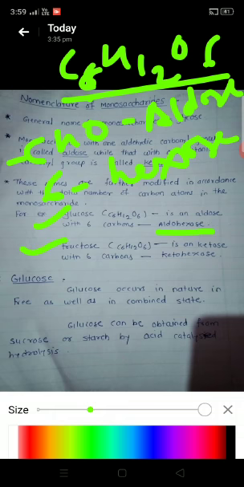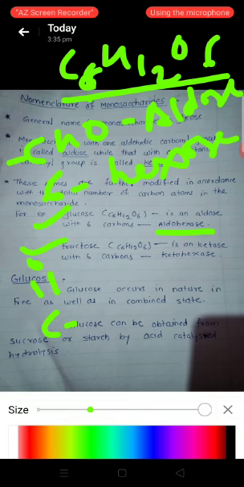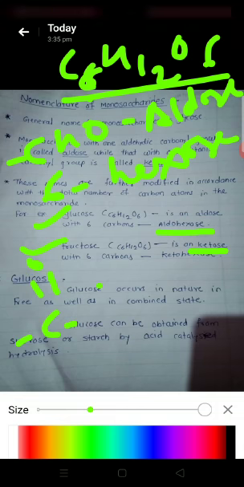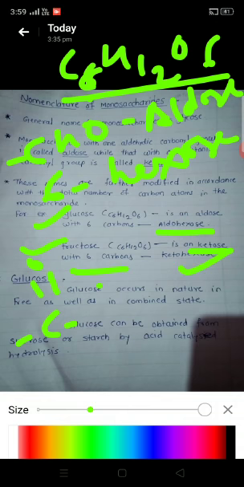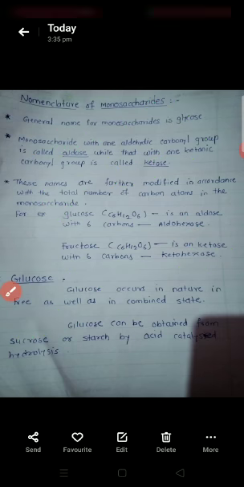And see the fructose. In fructose, one ketonyl group is present. Hence, fructose is ketose, and fructose also contains 6 carbon atoms. Hence, the name is ketohexose. This is the nomenclature of monosaccharide.